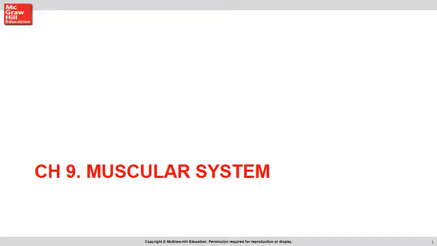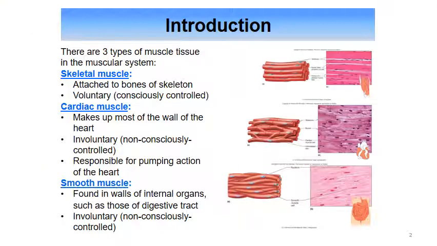Well, so in this chapter of the muscular system, in this part, we're going to look at the microscopic makeup of the muscle cells. Okay, so here in the introduction, this is talking about the different types of muscle tissue that we already learned about.